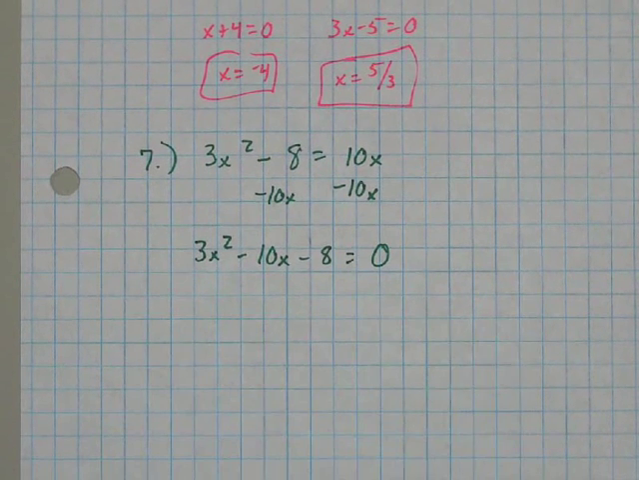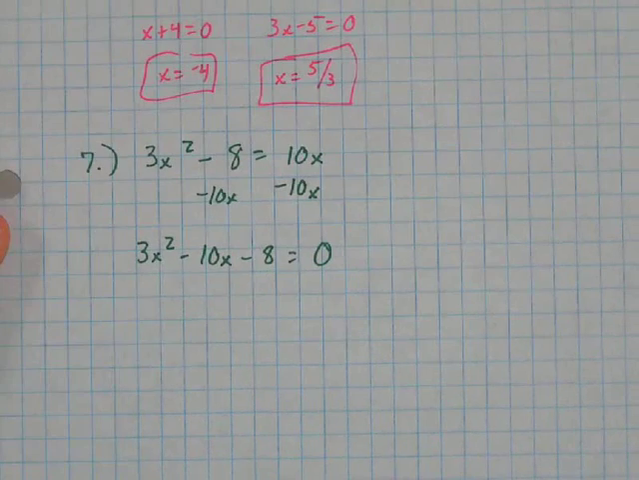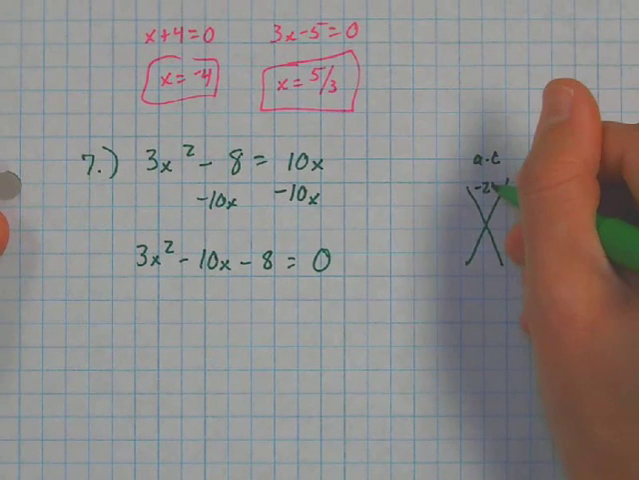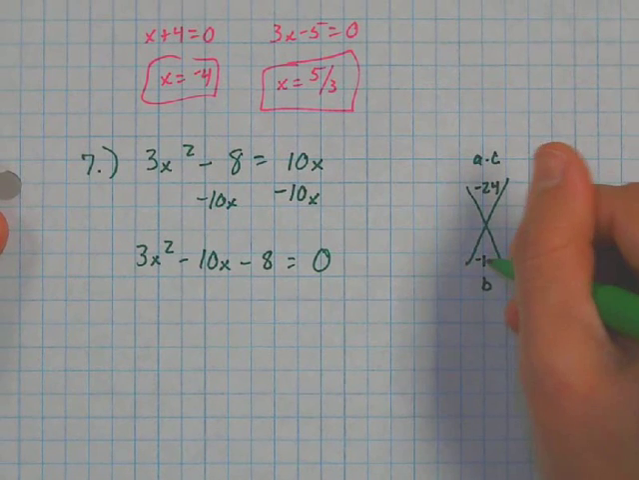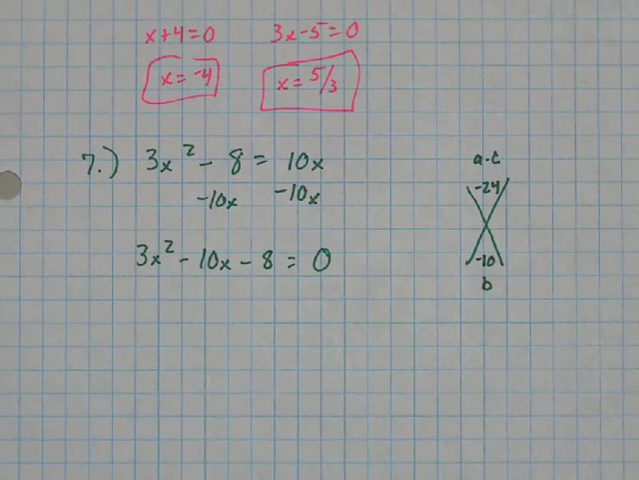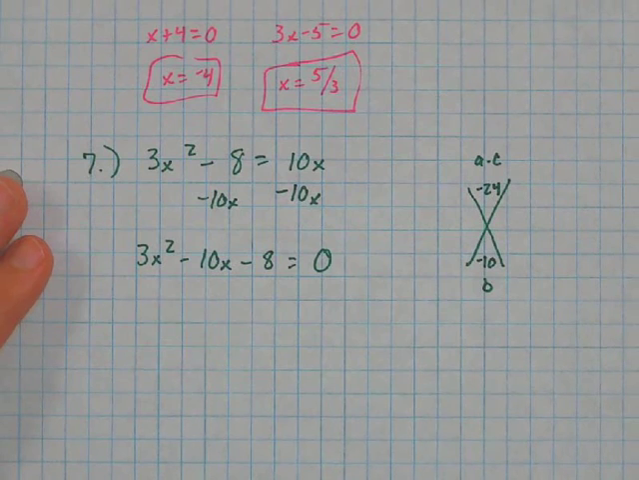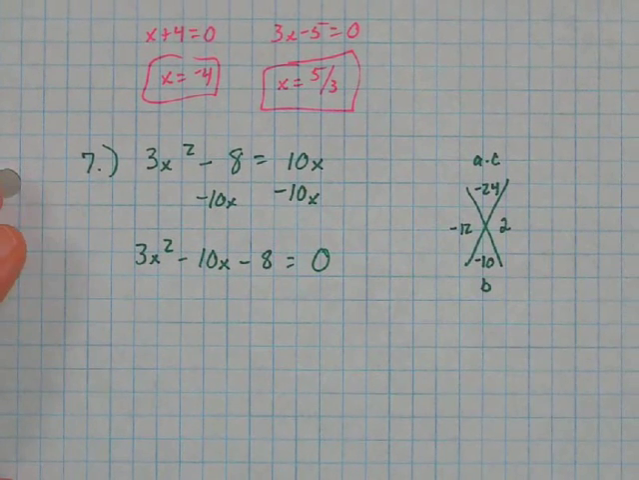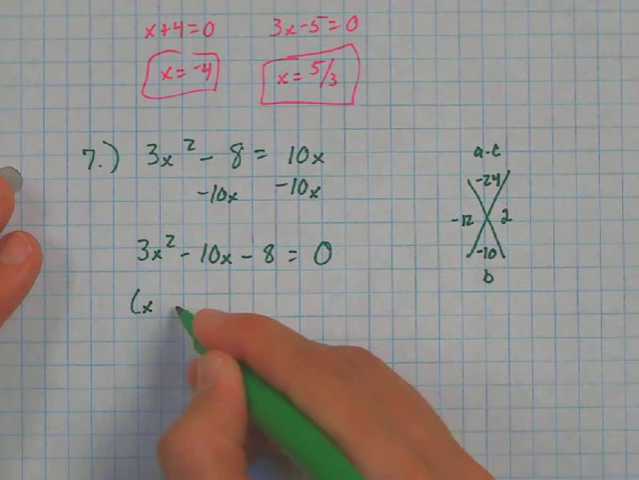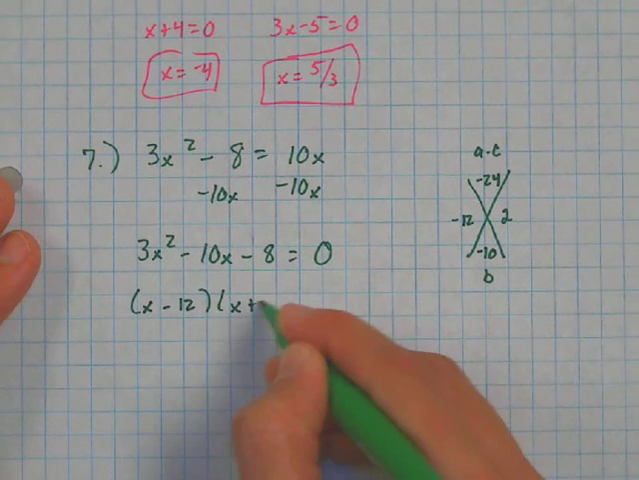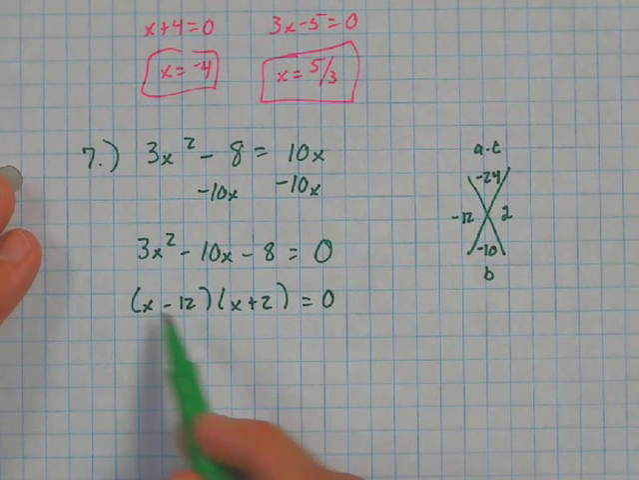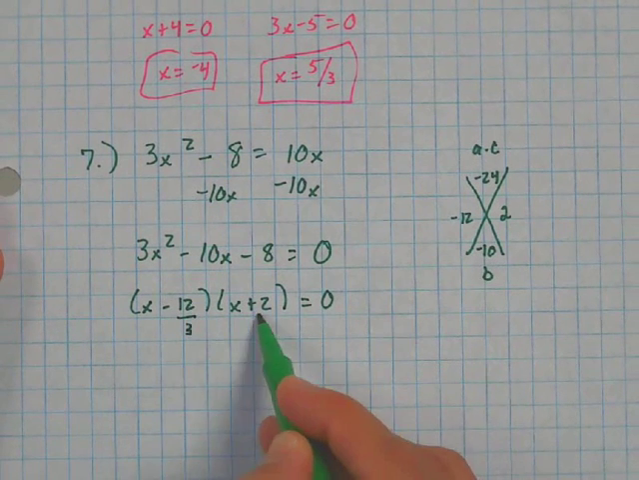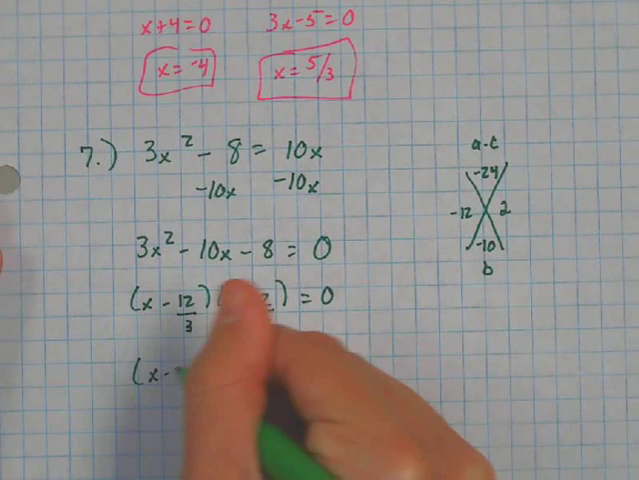So let's do our big X. A times C is negative 24. B is negative 10. So what multiplies to give me negative 24 and adds to give me negative 10? Negative 12 and 2. That's what I'm looking for. So my factors are x minus 12 and x plus 2. I can't stop there. When I multiply this out, I don't get this. So I'm going to go ahead and divide by the a value and end up with x minus 4 and x plus 2 over 3. This doesn't reduce, but I'm still not done.